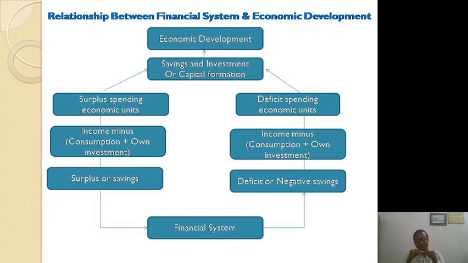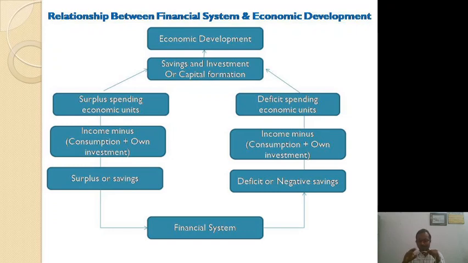As we discussed, we have two sectors. One is the surplus sector and the second one is the deficit sector. In the surplus sector, their income will be more than their consumption and own investment. Whereas in the deficit sector, their income will be less than consumption and own investment. That's shown in the box: income minus consumption plus own investment. If it is positive, we can call them a surplus funding sector. If the value turns negative, we call them a deficit spending sector.